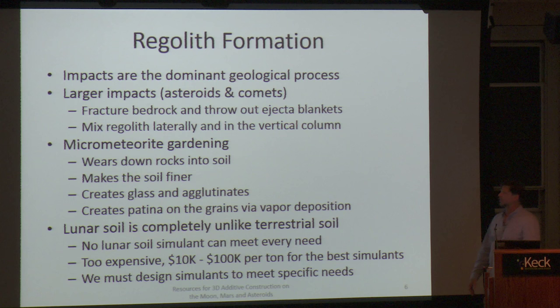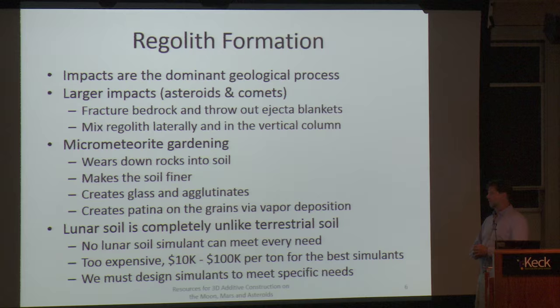Micrometeorite gardening, smaller impacts, wear down rocks into soil. It makes the soil finer. It creates glass, including agglutinates, which are splatters of molten material that solidify into glass and glue other lithic particles together. The impacts of micrometeorites also vaporize material, which then deposits on all the surrounding grains and creates a glass patina, which has important properties I'll mention later.